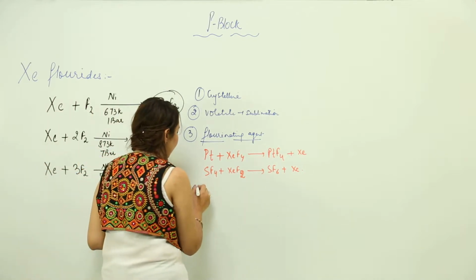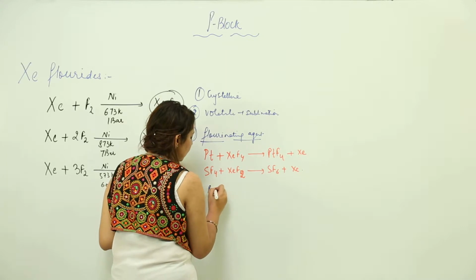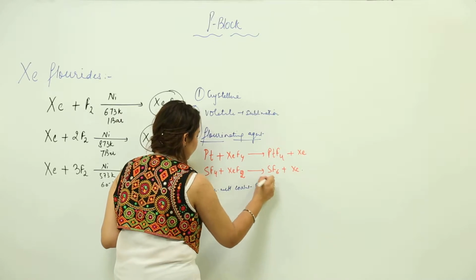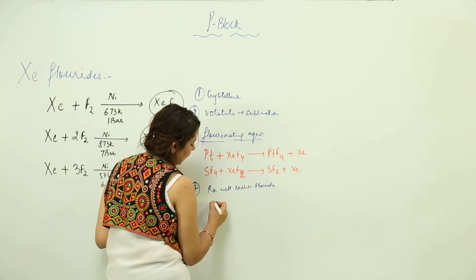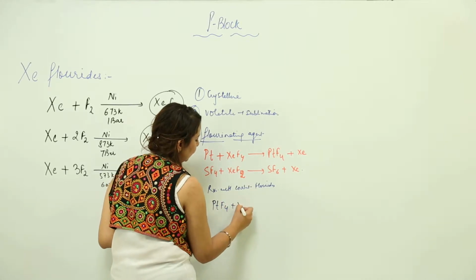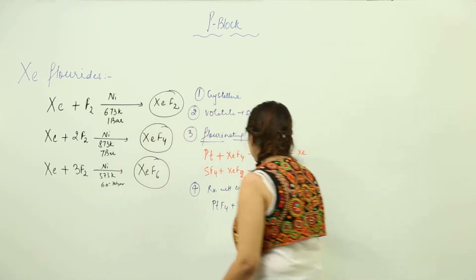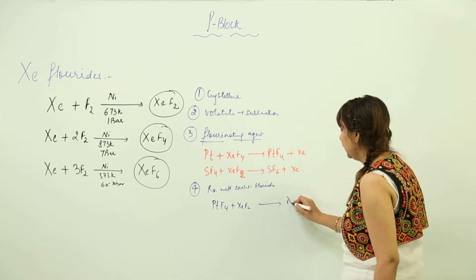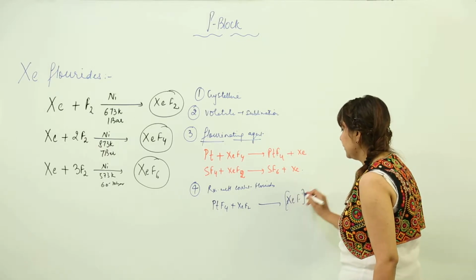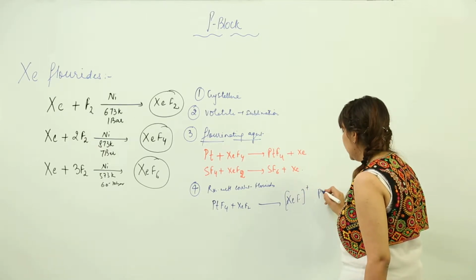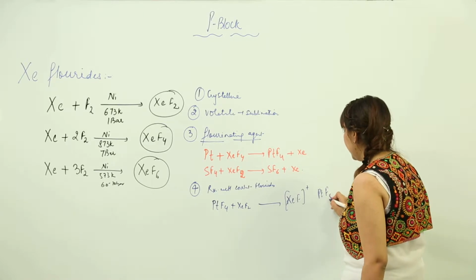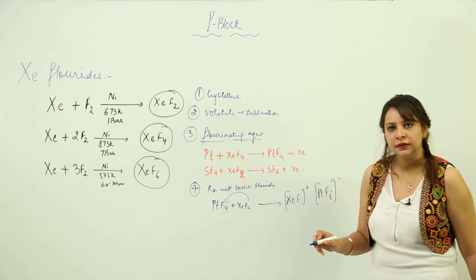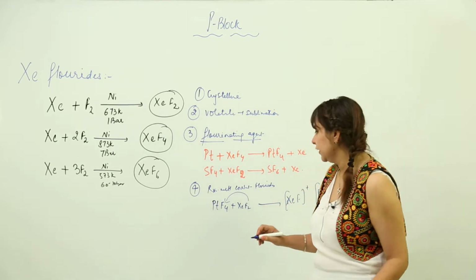Likewise, they react with covalent fluorides also. Their reaction with covalent fluorides: let's say I have platinum fluoride, PtF4, and I react it with XeF2. It donates one of its fluorines to PtF4. So it becomes XeF positive and PtF5 negative. You have seen that it is donating one of its fluorines here, so you can say it acts as an oxidizing agent.